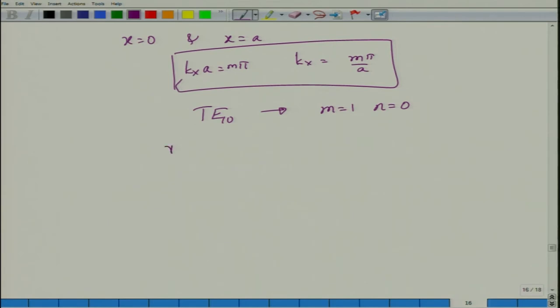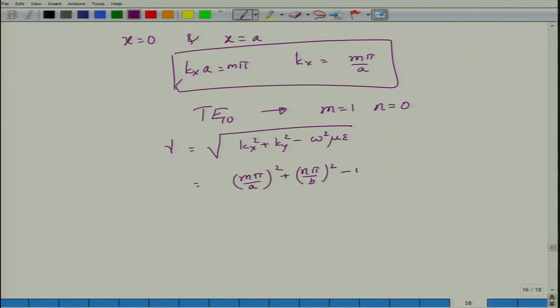And then what happened to gamma? Gamma was given by square root of Kx square plus Ky square minus omega square mu epsilon. Kx square and Ky square are nothing but m pi by a whole square plus n pi by b whole square, minus omega square mu epsilon, under root. What kind of a gamma do you want? You want gamma to be pure imaginary for a lossless propagation. When will this square root thing become imaginary?